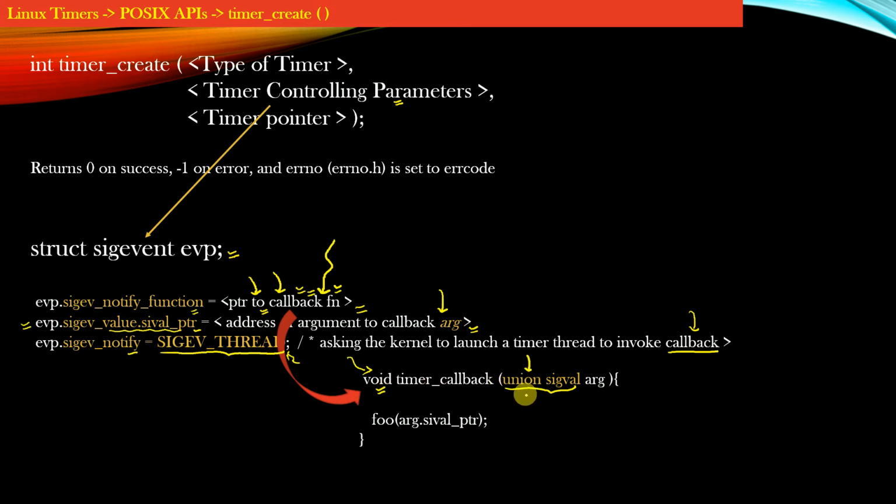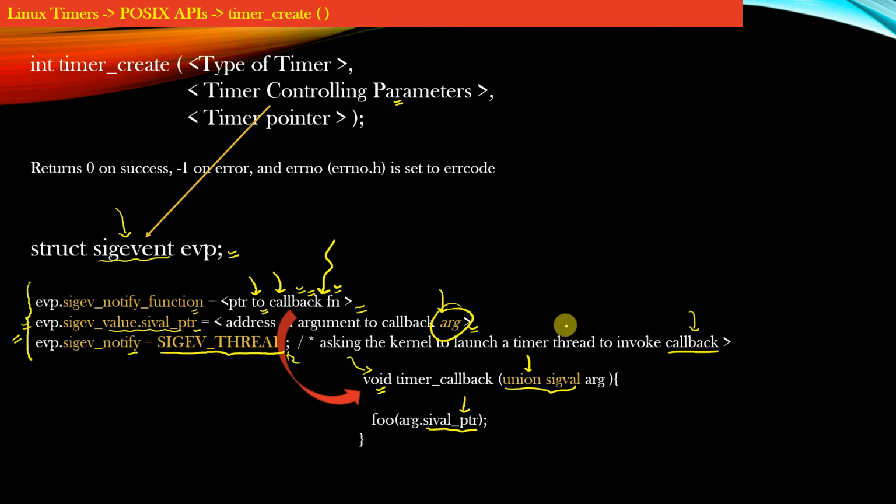Now I understand that hearing of these new data structures like union sigval or sigevent tends to create some uneasiness. But note that these data structures are very simple to use. For example, in the sigevent data structure, all you need to do is initialize these three members, right? Similarly, for the union sigval data structure, all you need to do is access this member, that is sival pointer, right? So actually arg.sival pointer is the same address of this argument, right?